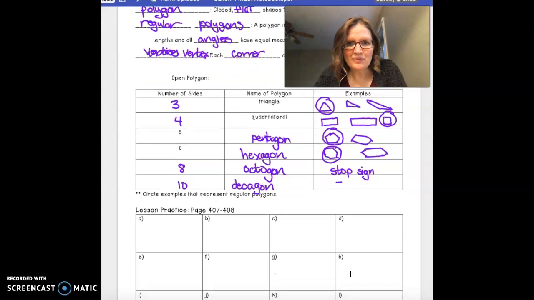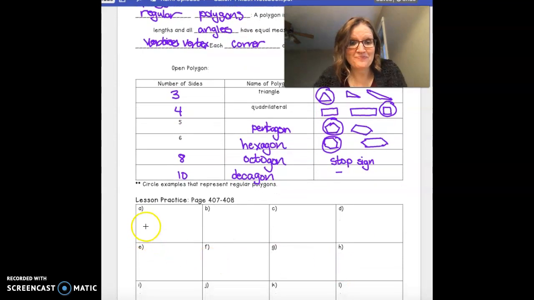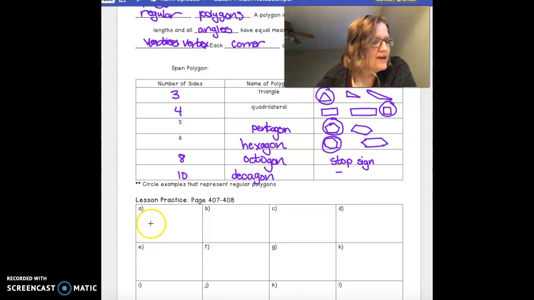Now, let's jump into the practice set. They want you to do some drawing of an example of a polygon, and you can refer to your book to get ideas, but the first one that they want you to do is a triangle.